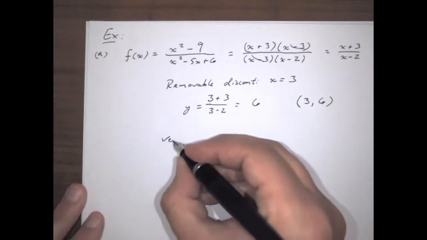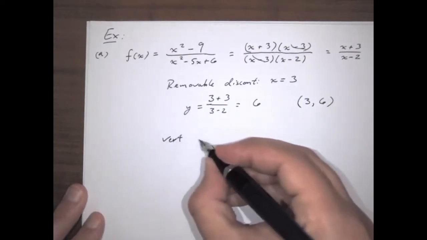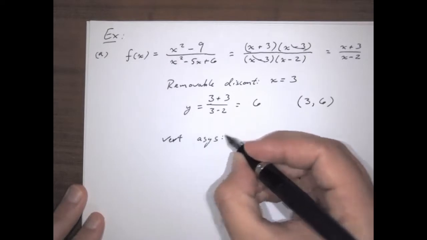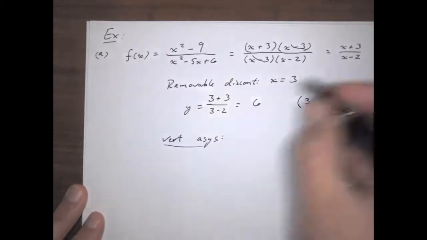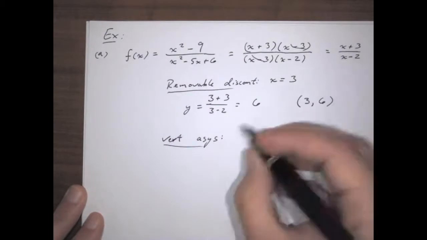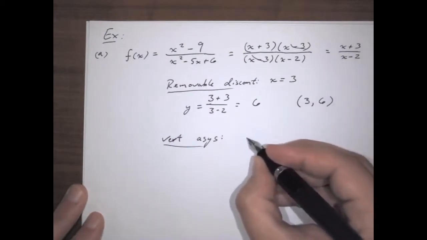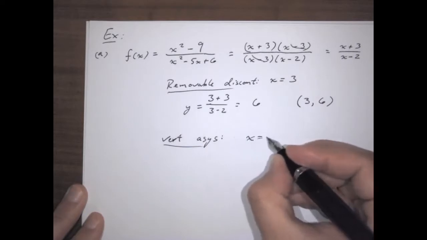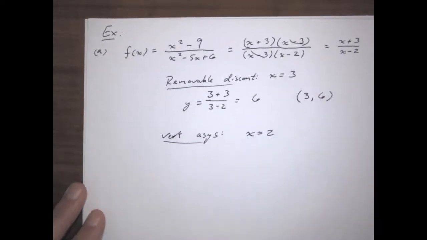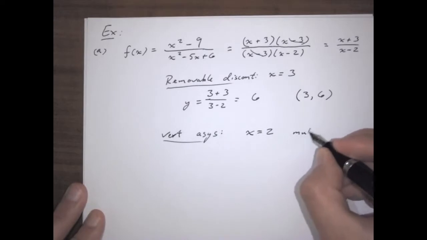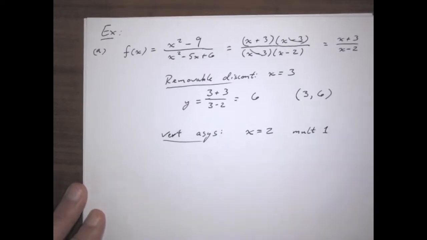Let's see, vertical asymptotes. So look at the denominator, and we see that x minus 2 can't equal 0, so x equals 2 will be a vertical asymptote, and its multiplicity is 1. Good to know.